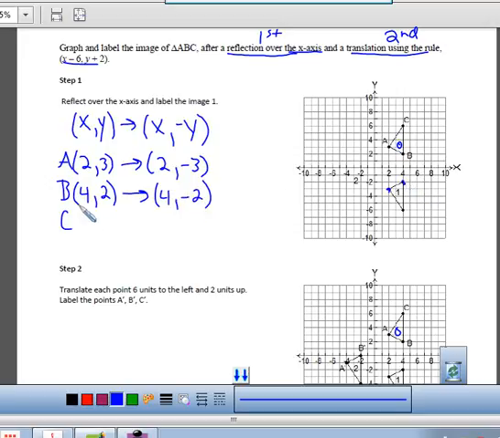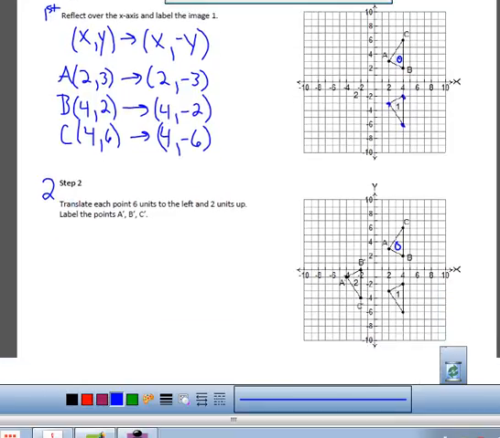And then the last one is (4, 6). And that obviously becomes (4, -6). And that's this point here. Alright, so now I have my first image, but that's not my final image. So I just did my first transformation. Now I need to do the second transformation, and that's on the graph below.